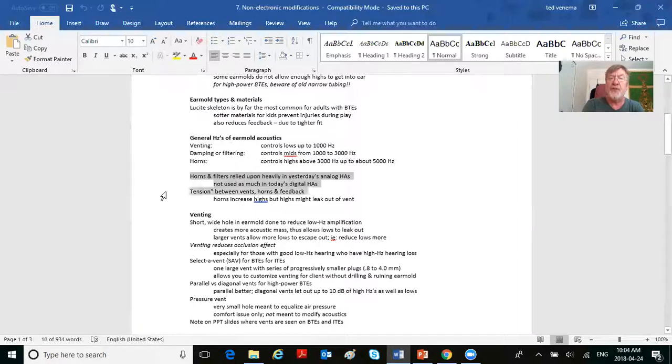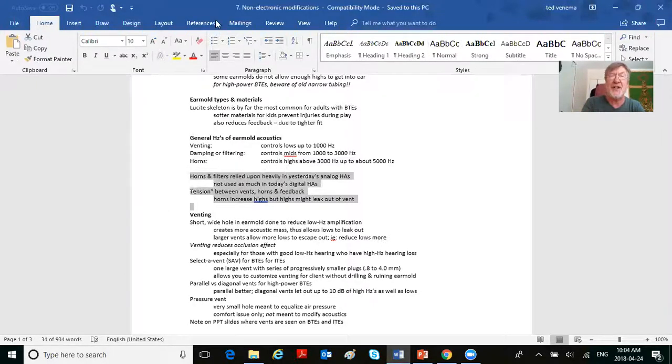But remember, there's a bit of a tension between vents, horns, and feedback, okay? Venting, the first acoustic modification, and horns, the third one. We're not talking filters, just venting and horns. Horns increase the highs, but highs might leak out of the vent. And then you're going to get feedback.